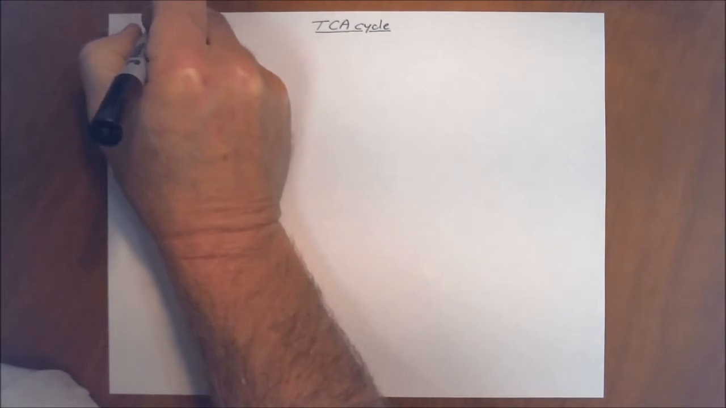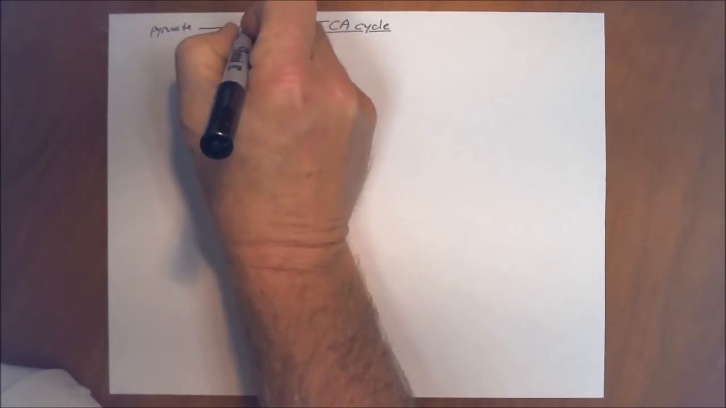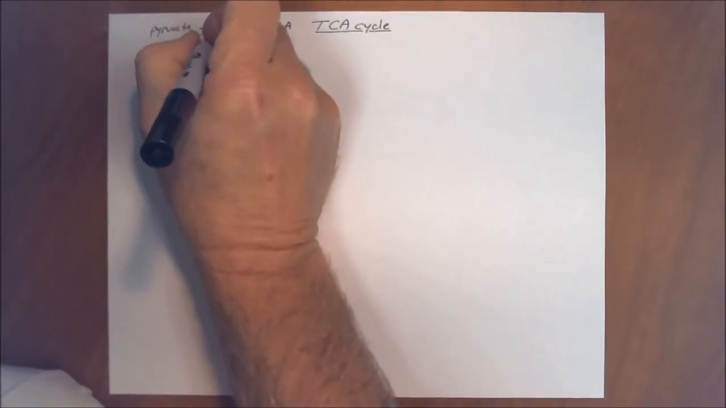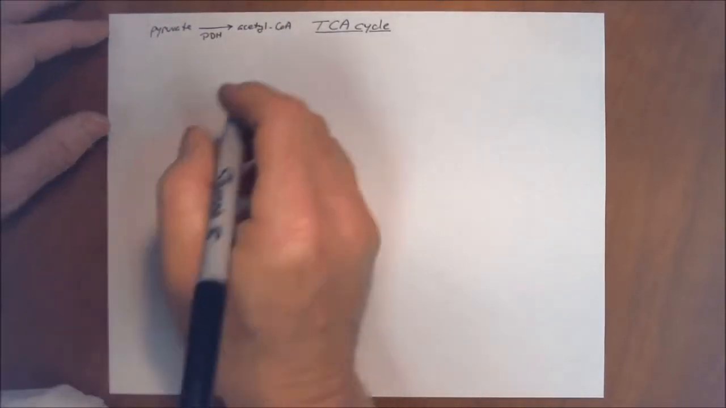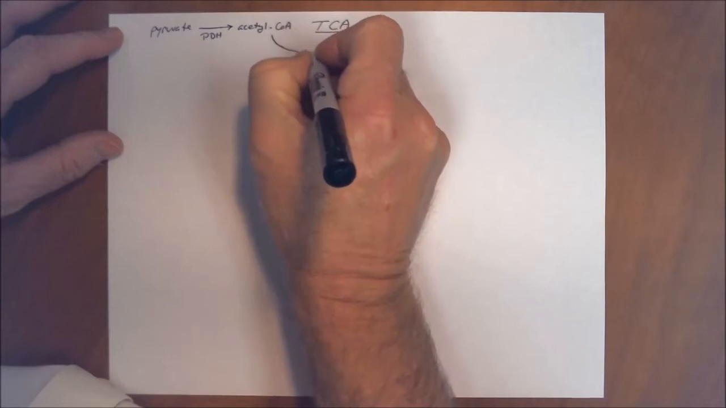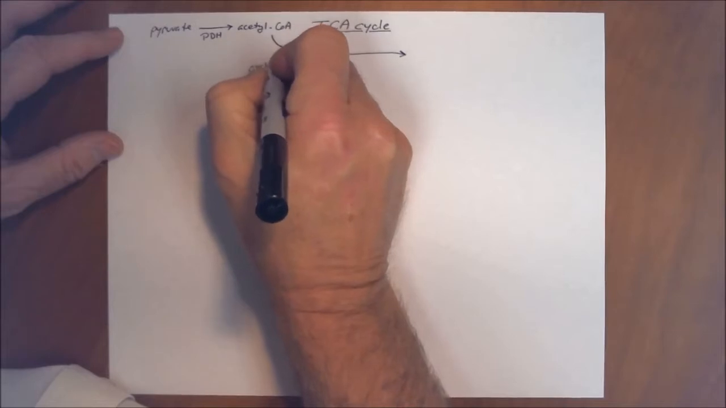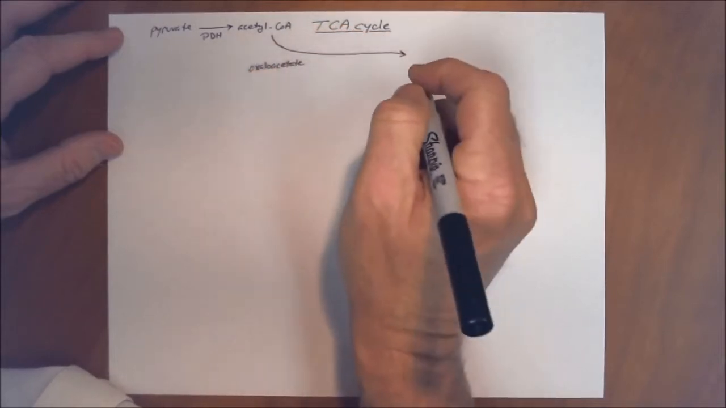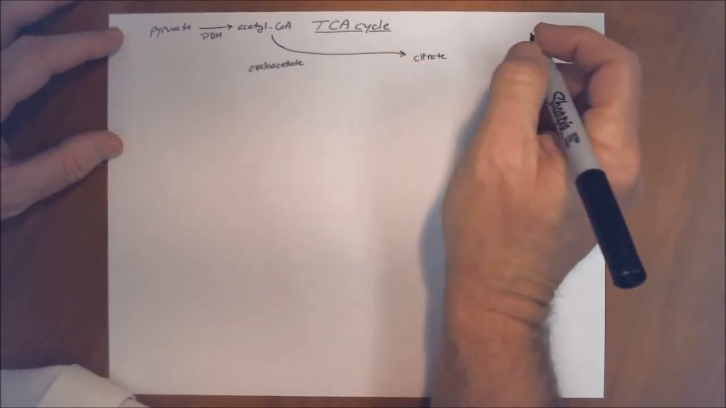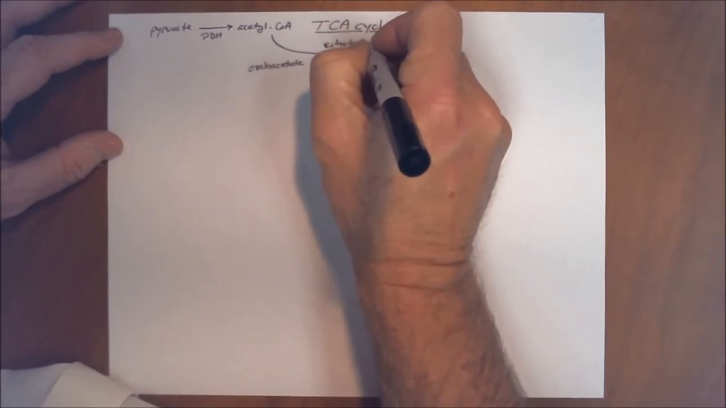So we're going to start out, we've discussed pyruvate. Pyruvate being converted into acetyl-CoA by the pyruvate dehydrogenase enzyme. And now we are going to take acetyl-CoA and put it into the TCA cycle. And this is going to be done through a condensation reaction with oxaloacetate. This reaction will generate citrate. And the enzyme that does this is citrate synthase.